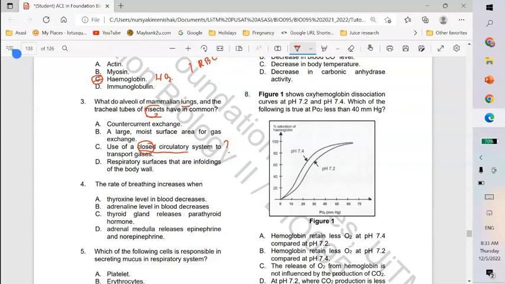So if we look at A, does it apply to both? No, countercurrent is for gills, for fish or aquatic organisms. What about A, a large moist surface area for gas exchange? Can that be the answer?